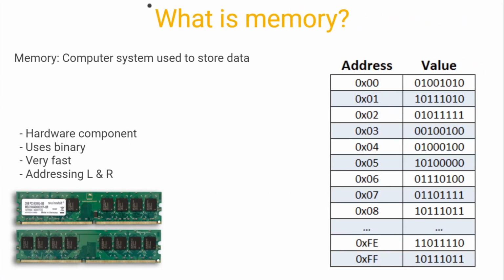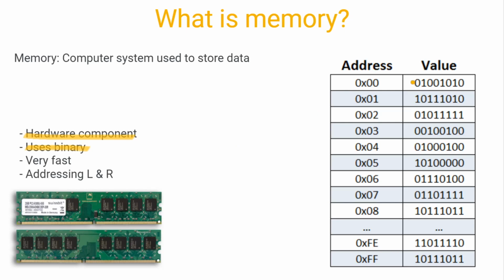So, the first thing we need to know to understand the execution stack is what memory is. Memory is a computer system used to store data. And what that means is it's a part of our computer, a physical component, that stores a lot of zeros and ones. So those zeros and ones are what's called binary, and they're a way of representing data.